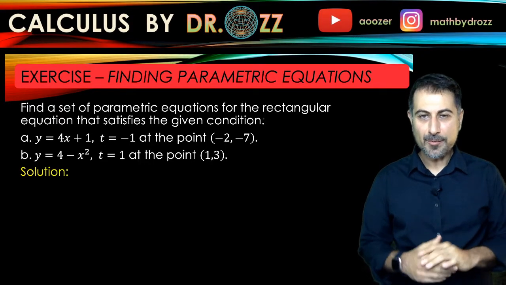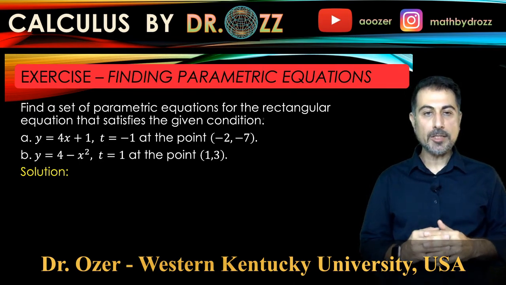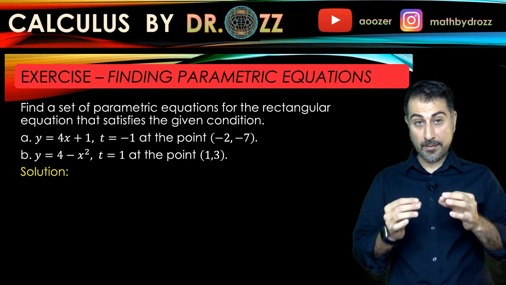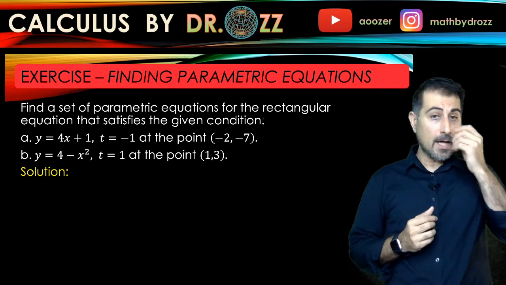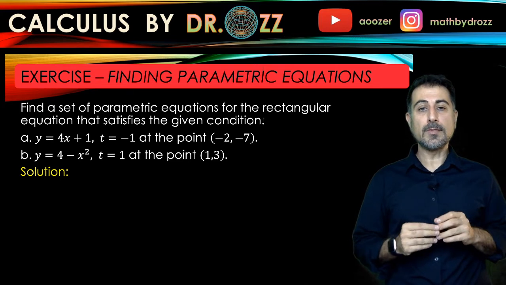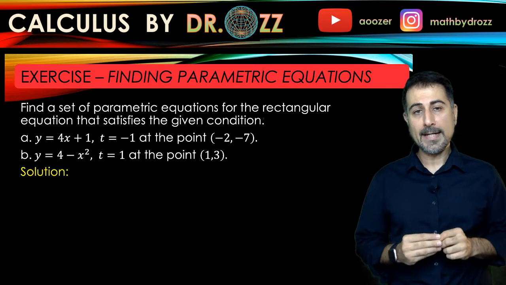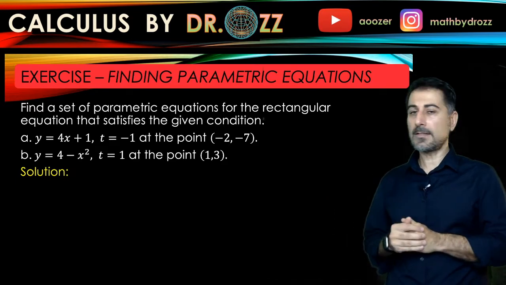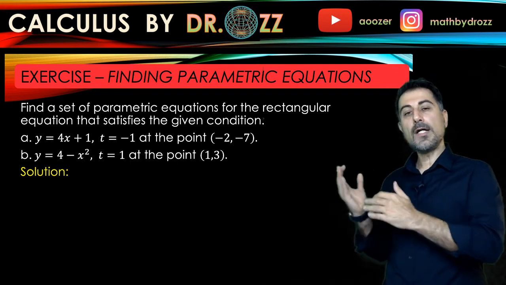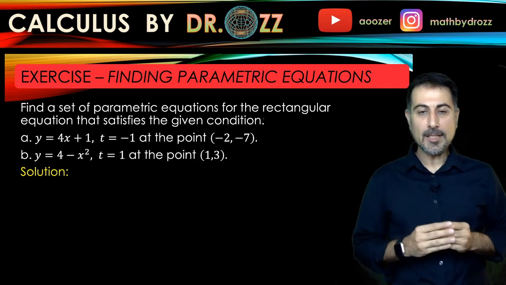Oz. Today, we're going to go over an exercise where we are given rectangular equations and we're asked to parametrize these rectangular equations with a specific property. Like in the first case, we want the curve passing through the point (-2, -7) whenever t is equal to -1. And in the second case, we have an equation of a parabola, and when we parametrize it, we want the curve passing through the point (1, 3) whenever the parameter is equal to 1.